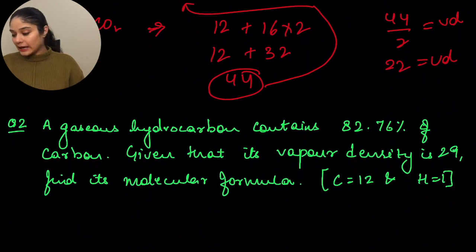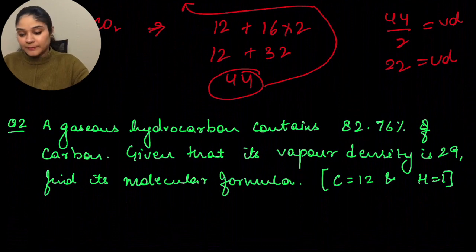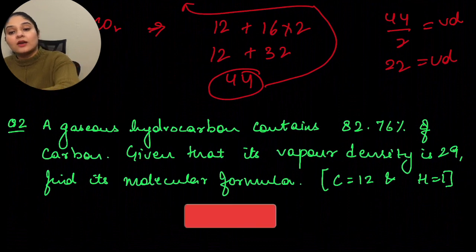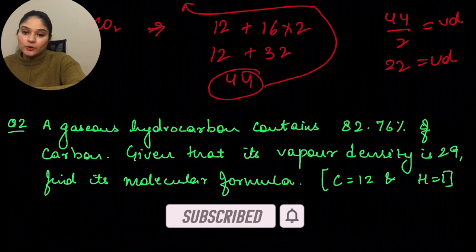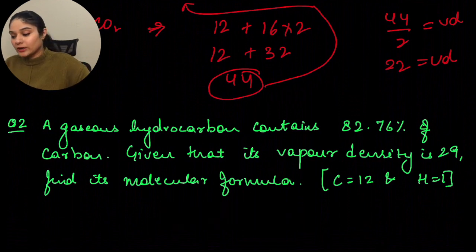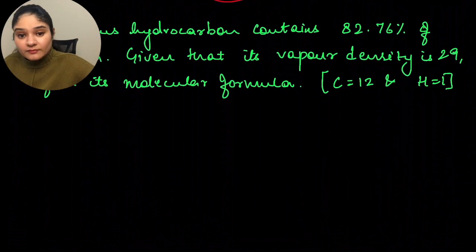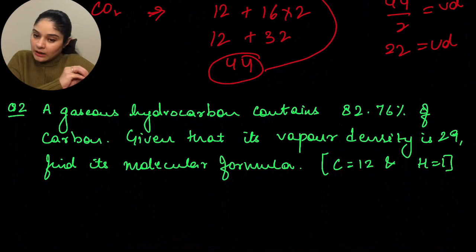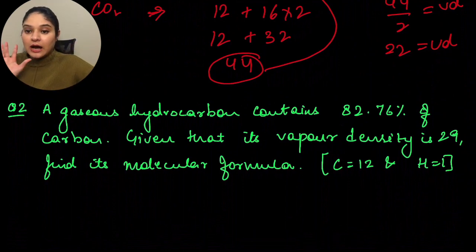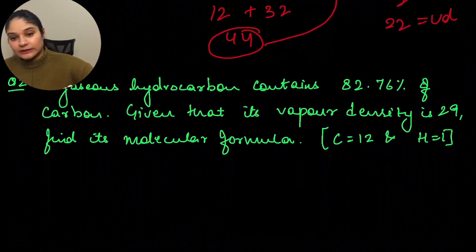A gaseous hydrocarbon contains 82.76% of carbon, and they are saying given that its vapor density is 29, find its molecular formula. It's a hydrocarbon, so they have given you the carbon percentage. Whatever is left after subtracting that from 100 is your hydrogen content. So let's start with that.